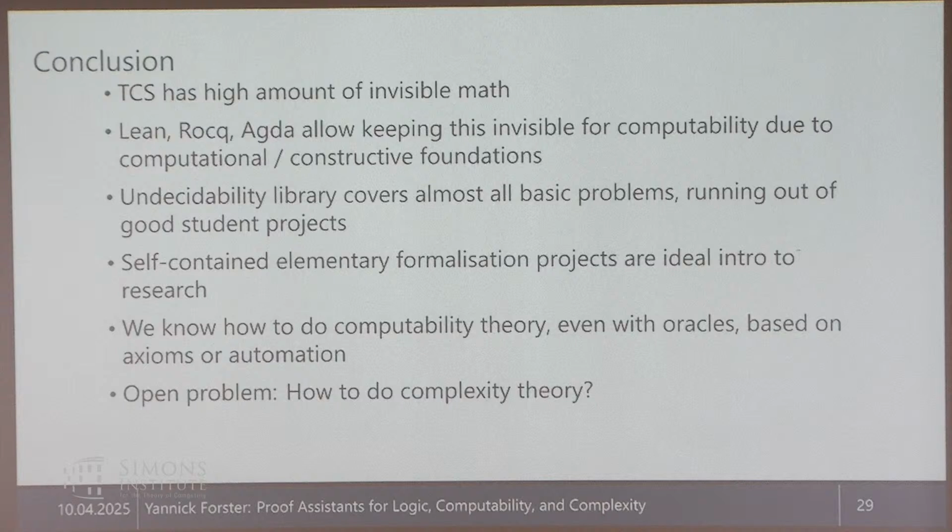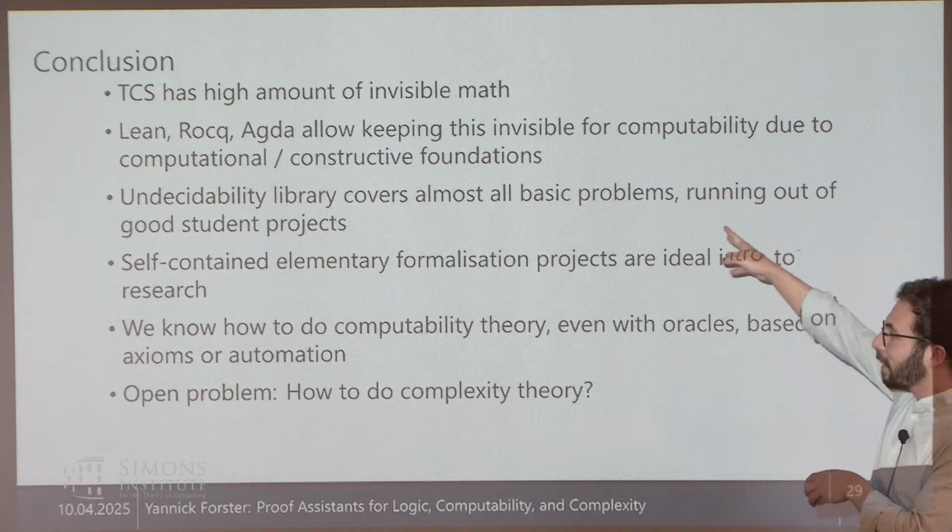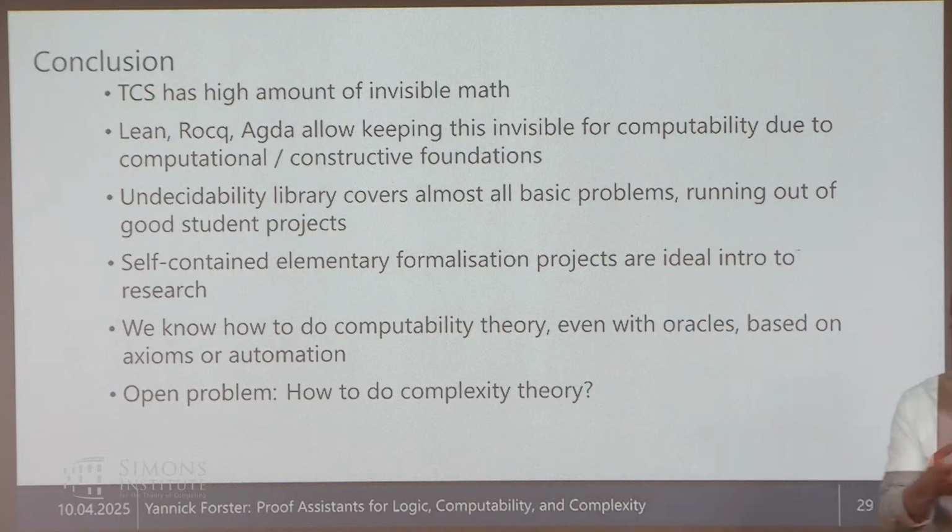All right. Let's end with a conclusion. So one, theoretical computer science has a high amount of invisible math, especially around computability, complexity, these kinds of things. I would argue that the ratio of invisible math to interesting math is probably worse than in other areas of math. Lean, Coq, and Agda actually allow keeping this invisible for computability theory because they have interesting computational constructive foundations. There is this thing that every function you write down by default is a program, so you can get around the invisible math by really keeping it invisible.